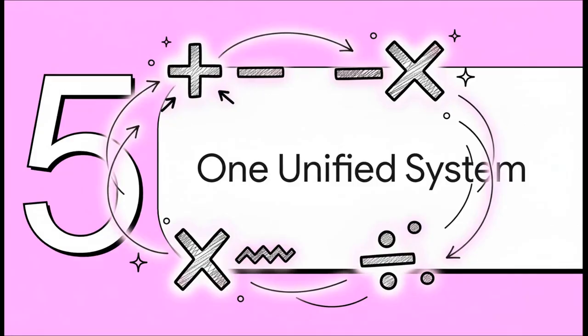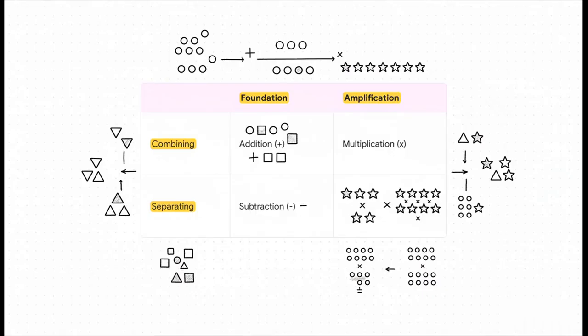So, we've just looked at 4 separate ideas. But the real magic, the real aha moment, happens when you stop seeing them as 4 different rules, and you start seeing them as one single, elegant, and interconnected system. This gives us the whole picture. You have 2 primary actions, combining and separating. And then you have 2 levels, the foundational level with addition and subtraction, and the amplified or scaled up level with multiplication and division.